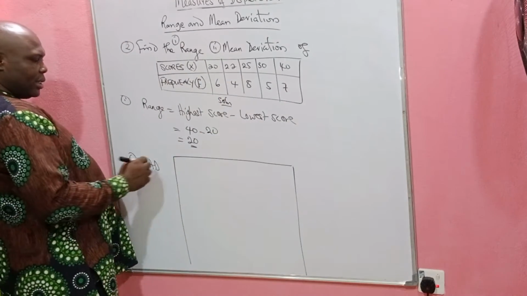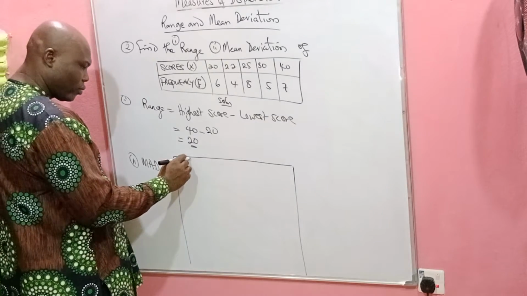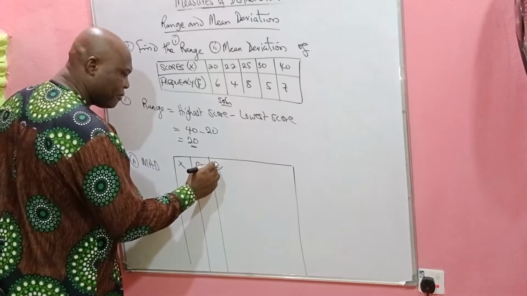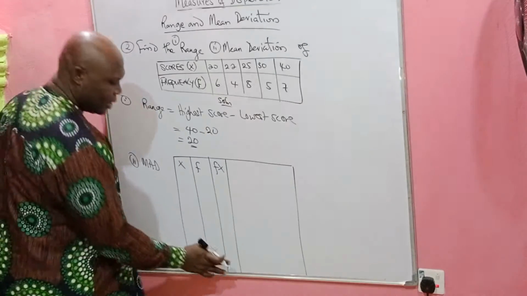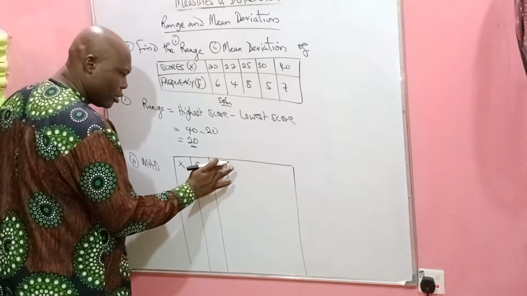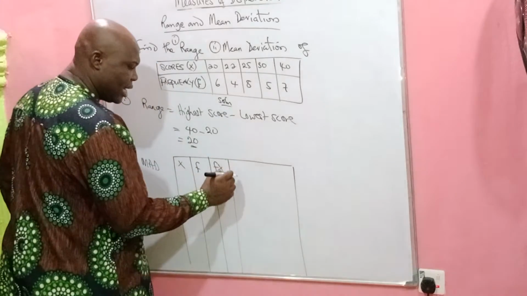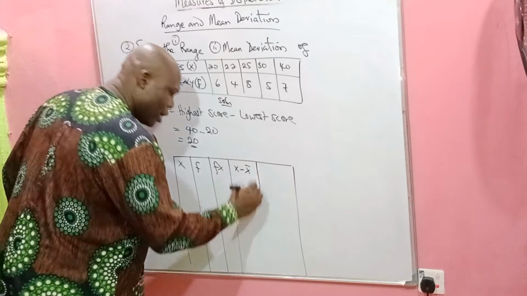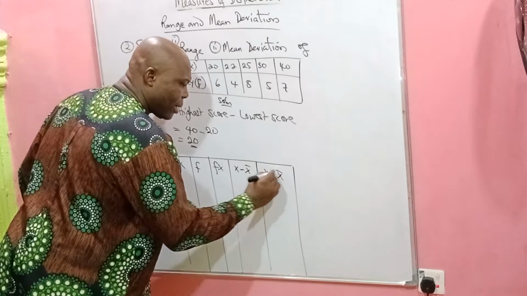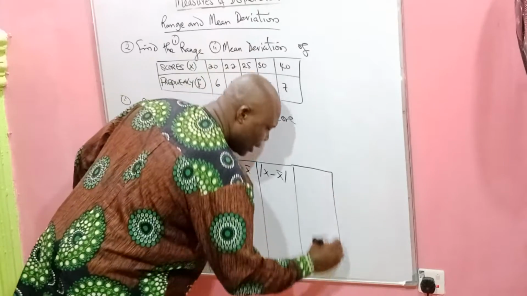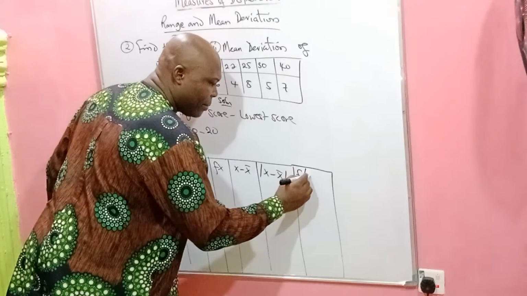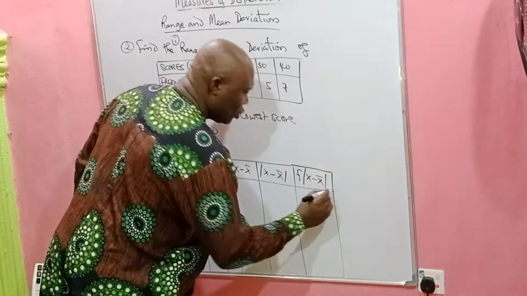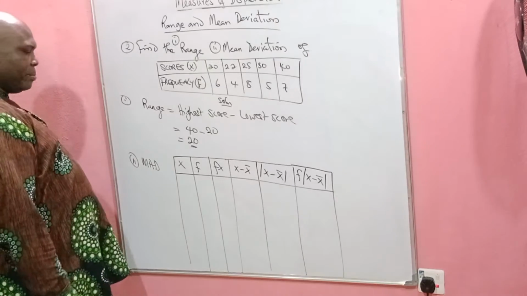So in our table this time we are going to be needing our X. After X we need our F. After F we need our Fx to find the mean. After getting the mean, we'll be needing our X minus X bar, and then we'll need our X minus X bar absolute value. And then finally we'll need our frequency multiplied by the absolute value of X minus X bar. So we'll be needing this to find the mean absolute deviation.